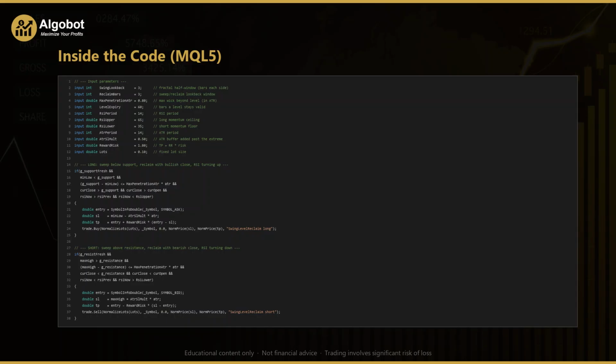ReclaimBars defines how many recent bars form the sweep window. MaxPenetrationAtr limits how far a wick may push beyond a level. Level expiry controls how long a level stays valid. Then come the indicator settings.